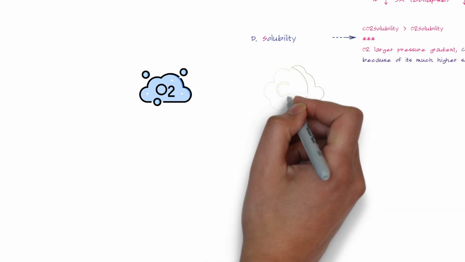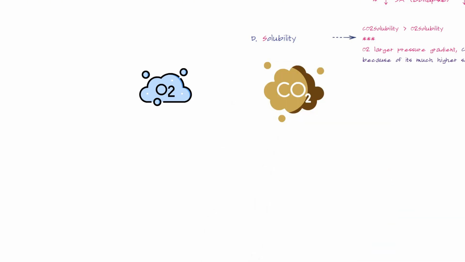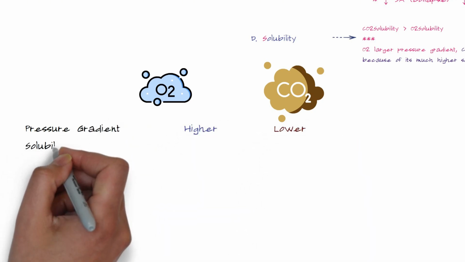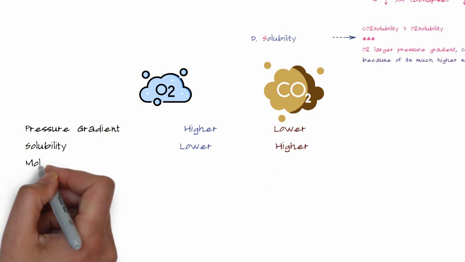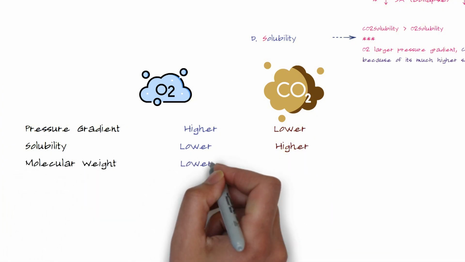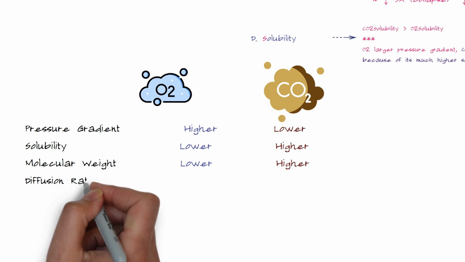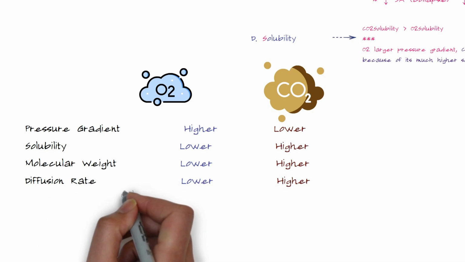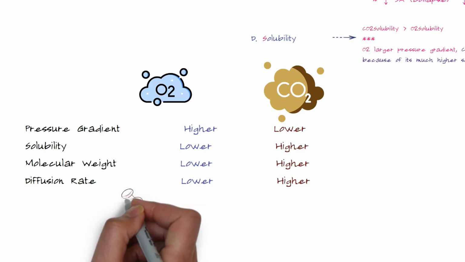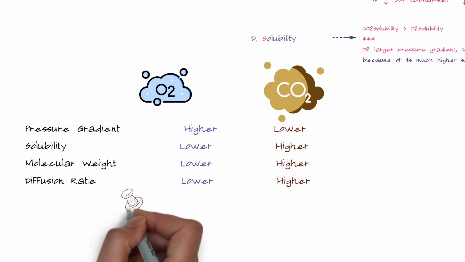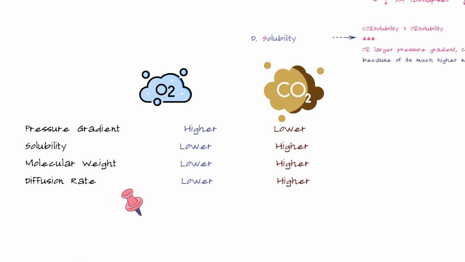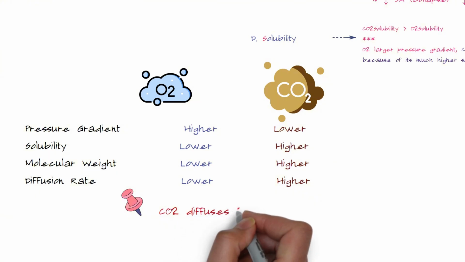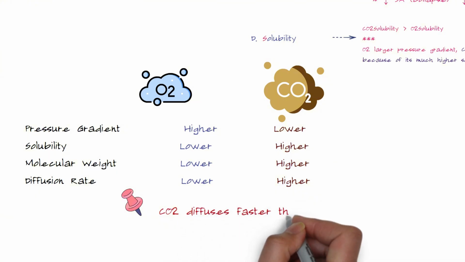So, what do you think? Who will win in the comparison, oxygen or carbon dioxide? Actually, oxygen has a larger pressure gradient, but carbon dioxide has the greatest solubility, so it diffuses more efficiently through the respiratory membrane. Also, despite the fact that it has a greater molecular weight, it still diffuses faster than oxygen.